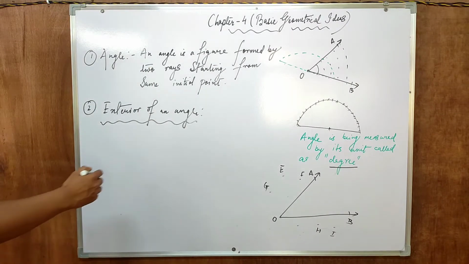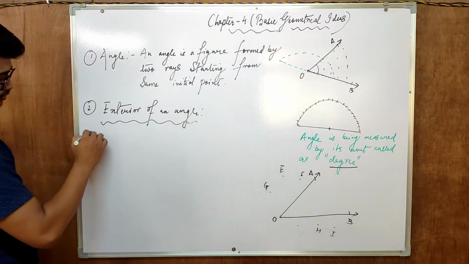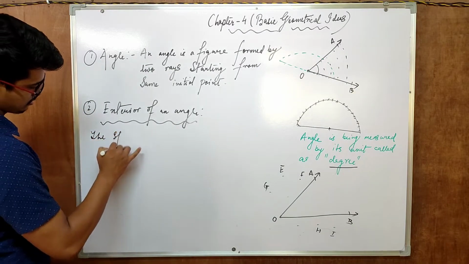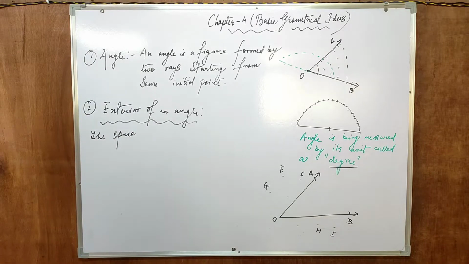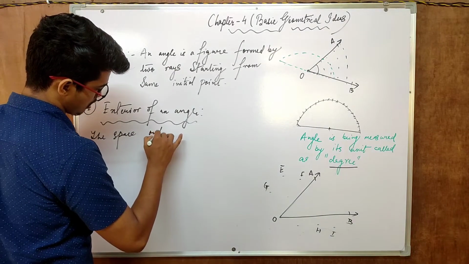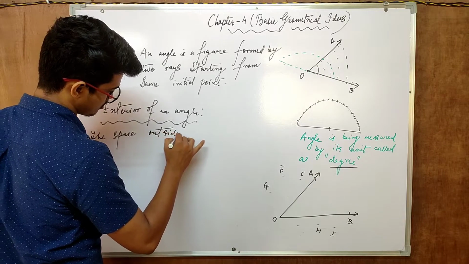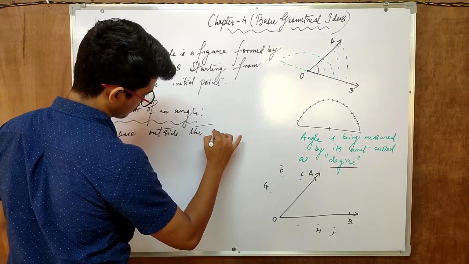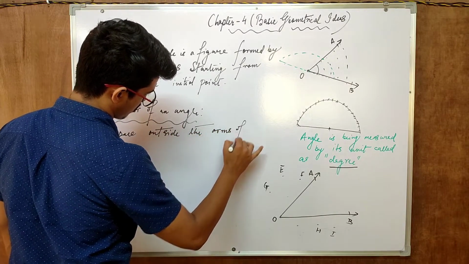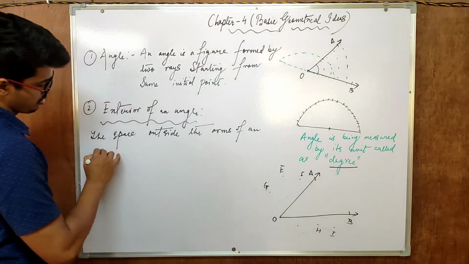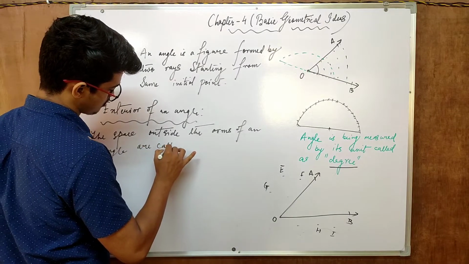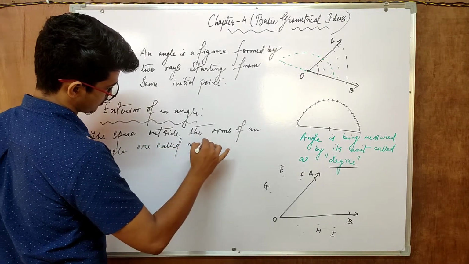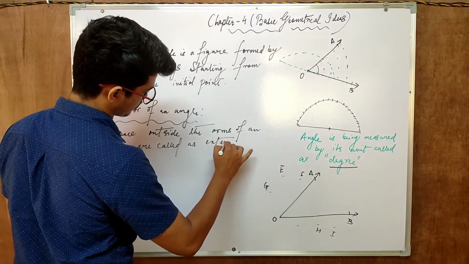So how will you write it from the definition point of view? The space outside the arms of an angle is called the exterior of an angle.